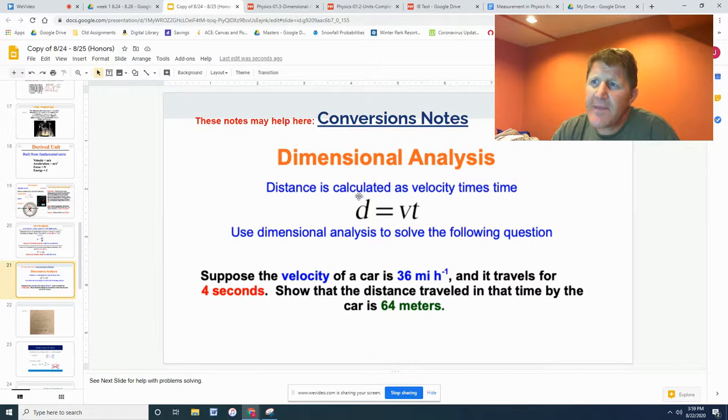All right, so let's see how dimensional analysis is going to play a role in solving physics problems. So we're given this formula that distance is equal to velocity times time. And the problem is, suppose the velocity of a car is 36 miles per hour and it travels for 4 seconds. Show that the distance traveled in that time by the car is 64 meters. So we need to recognize here that we have miles per hour. Our answer needs to be in meters, and here we're given seconds. So clearly we have some conversions we need to make.